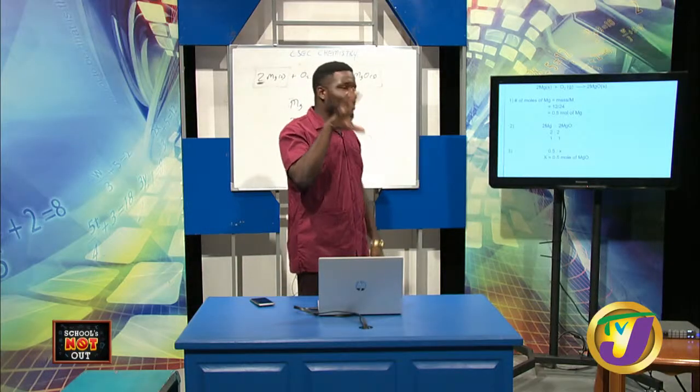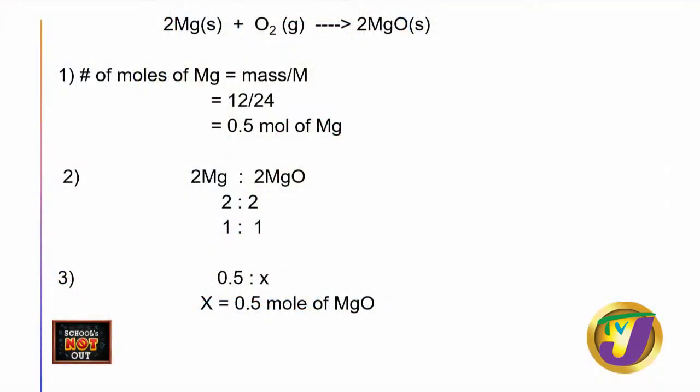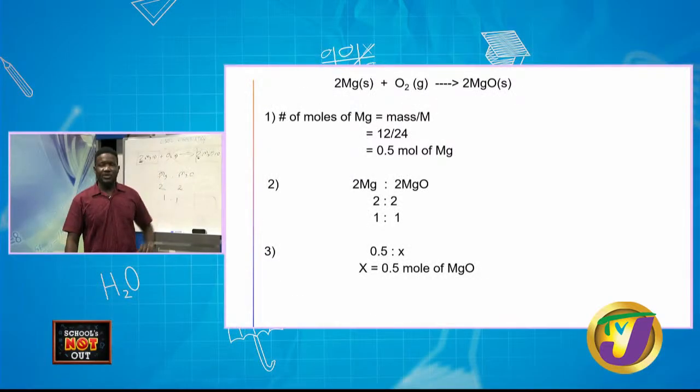All right? So if we look at the slide, step 3 now is 0.5 mole gives you X. So remember, it's a 2 to 2 ratio, which cancels down to a 1 to 1. So anything you get for magnesium is the same for magnesium oxide. That means if you calculated 0.5 moles in number 1, that means X is going to be 0.5 moles. All right, so that's step 3.